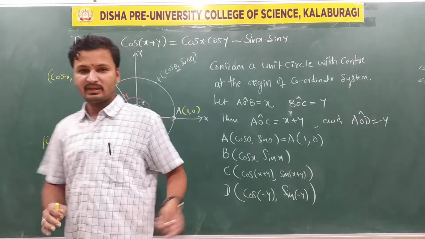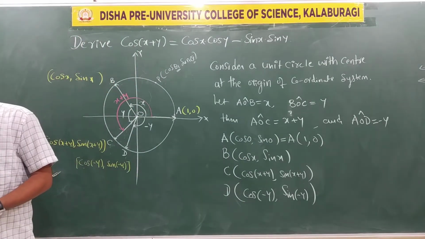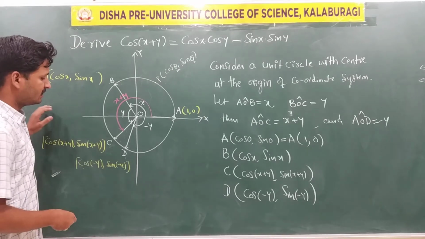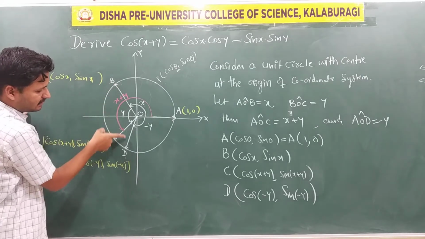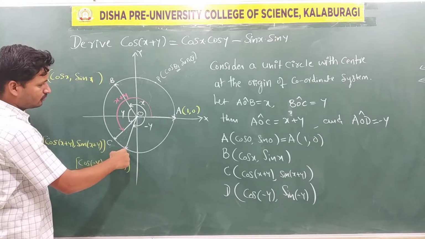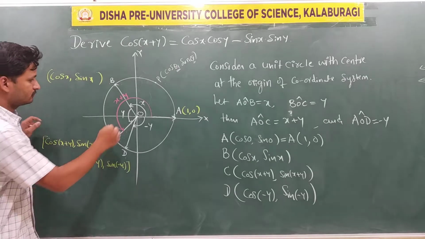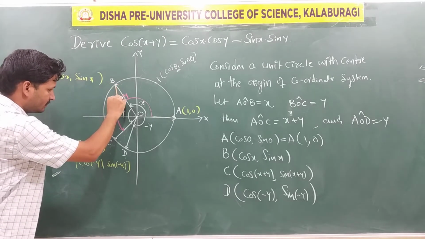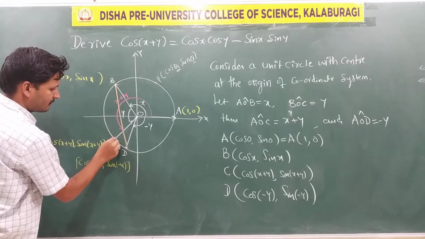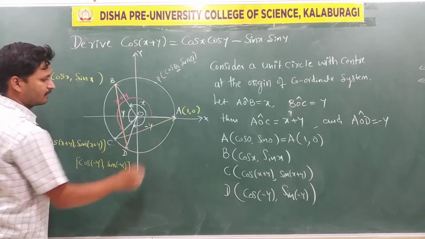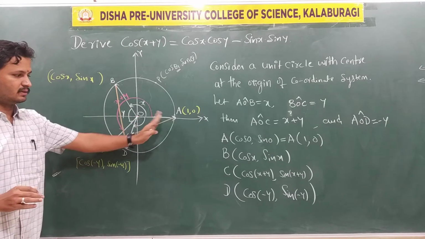From this geometry and from these data we need to prove the result. Before that, I will construct or join lines. I will join B to D, that means BD. Then next, C to A. I just joined the point B with D and C with A.